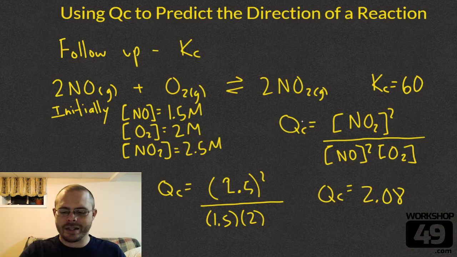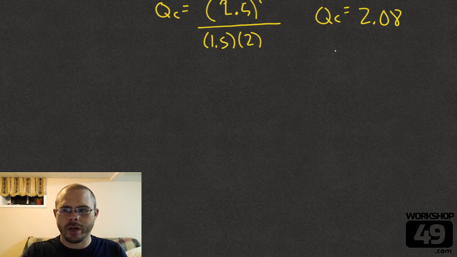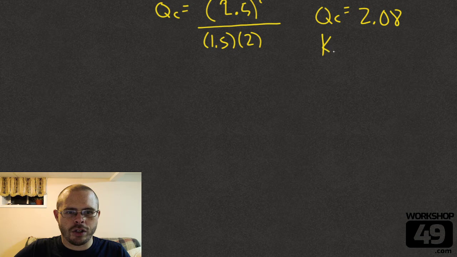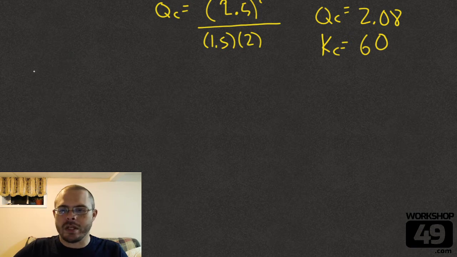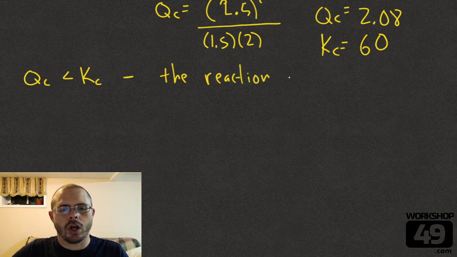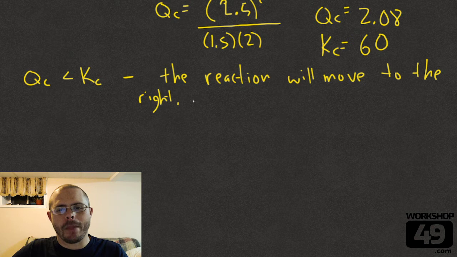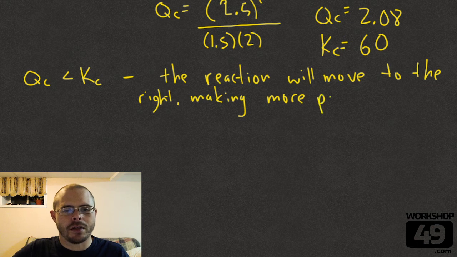Let's take a look at something here. We have that Qc was 2.08, and I want you to remember that for this reaction, Kc was 60. When we calculate Qc, if Qc is less than Kc, the reaction will move to the right, making more products. Oh, that's what'll happen.